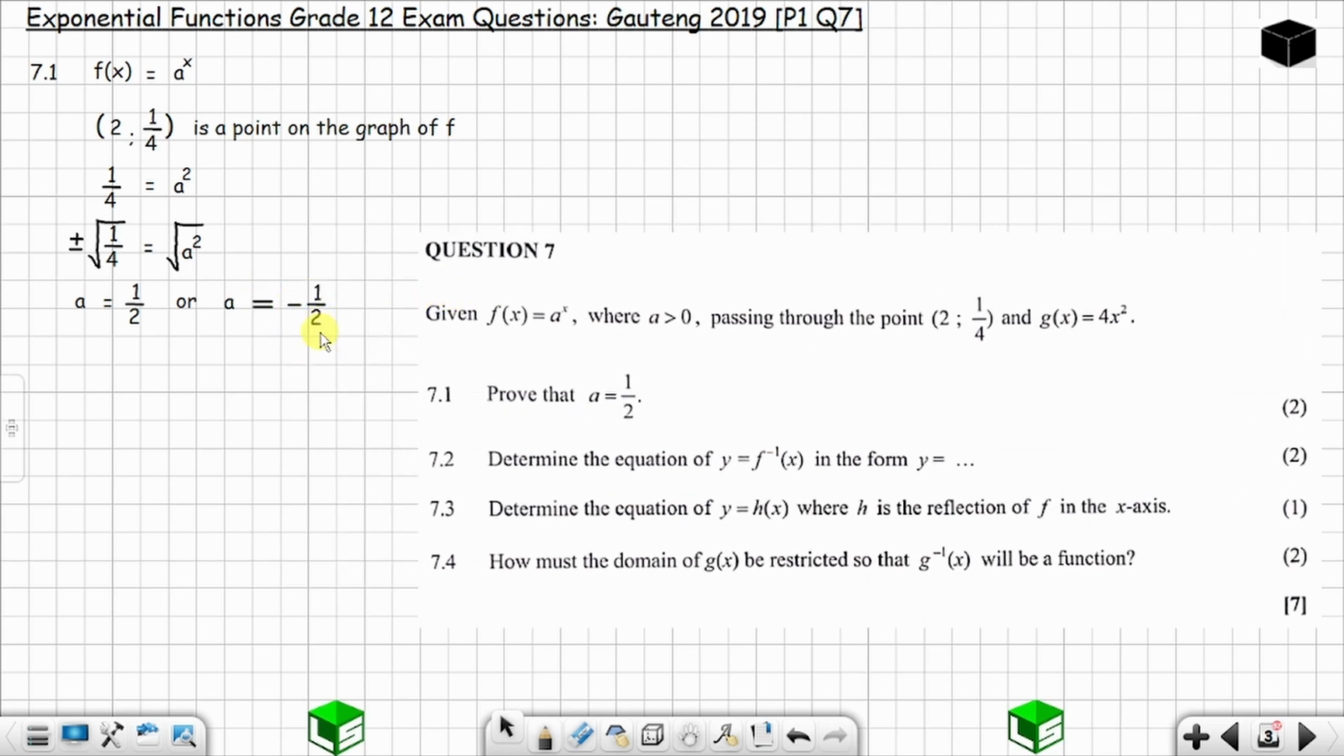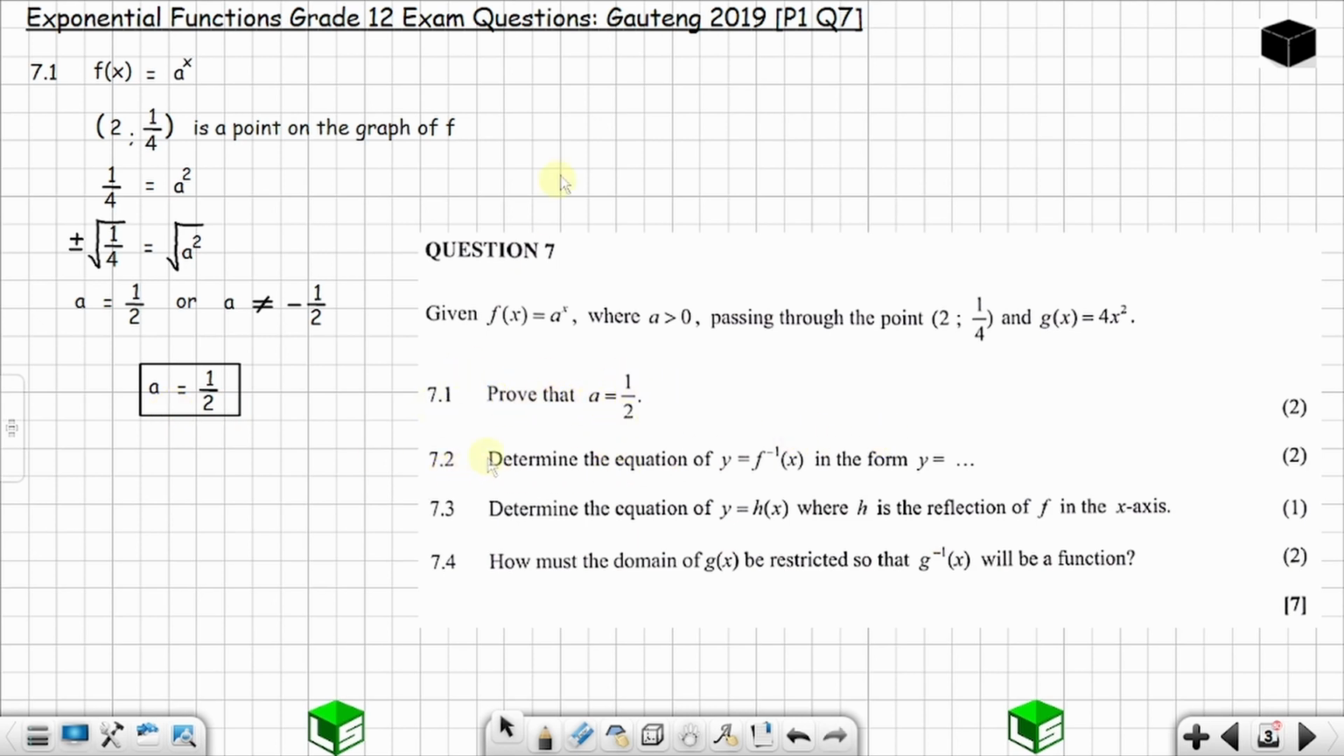Now if you check the question, you are told that a is greater than 0. So a is not negative. This means a is positive, so let's reject this: a is not equal to negative 1 over 2. So only a is equal to 1 over 2. This is the value of a, and we have proved that a is equal to 1 over 2.